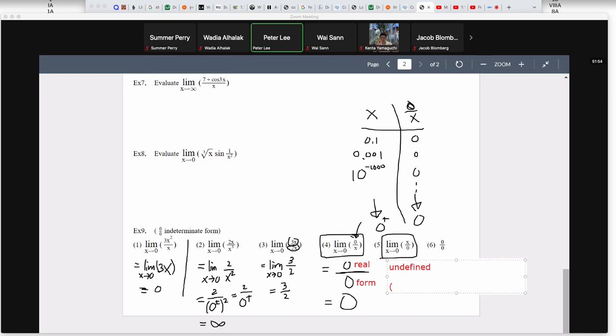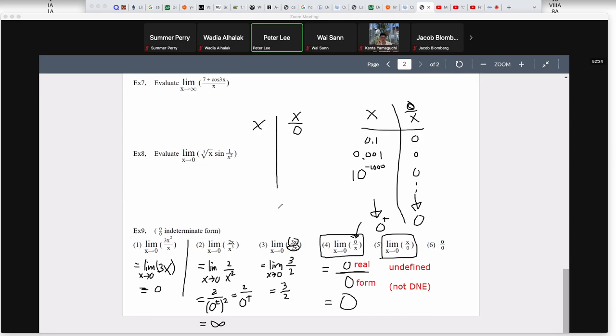If you say does not exist, it's really wrong. So what is the difference between does not exist and undefined? Well, does not exist means that we have values, but the values are not approaching a single number. But if you look at this guy here, number 5, basically the picture is this. You have x here, and we have x over 0.